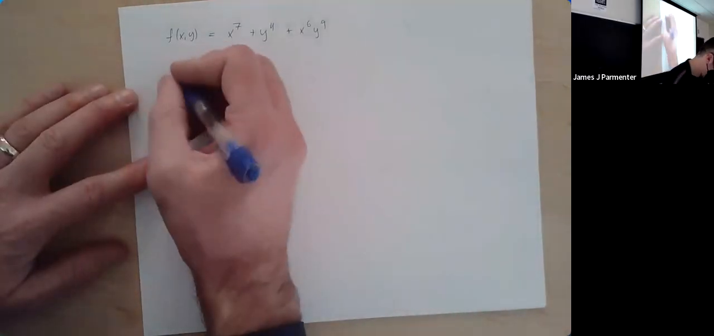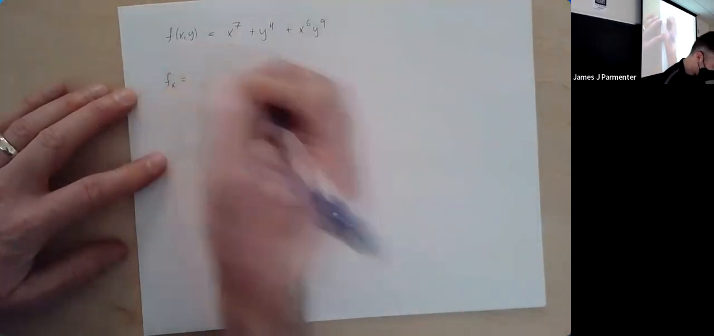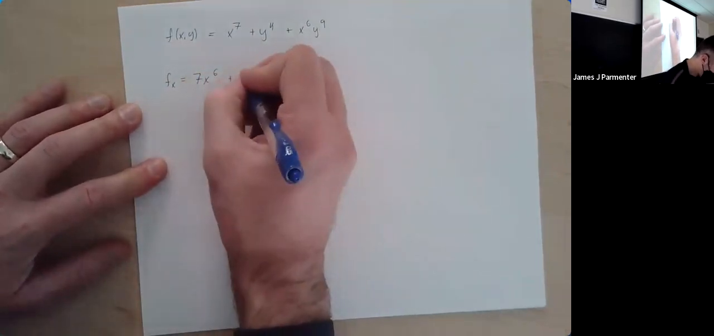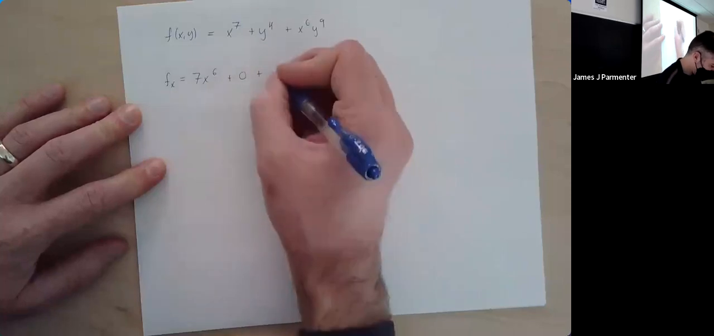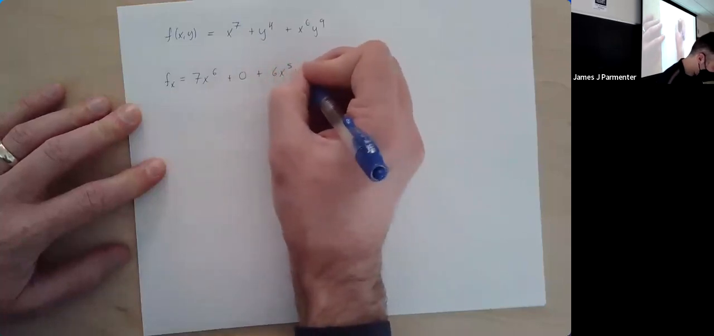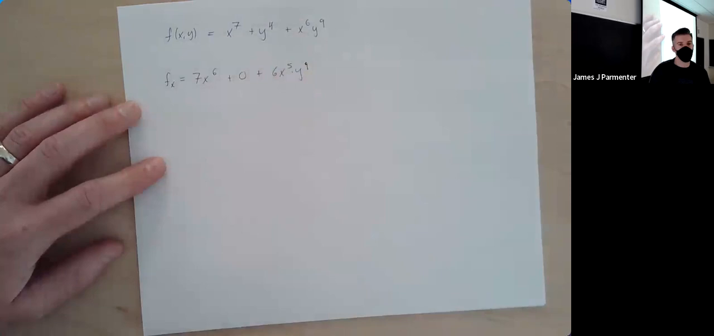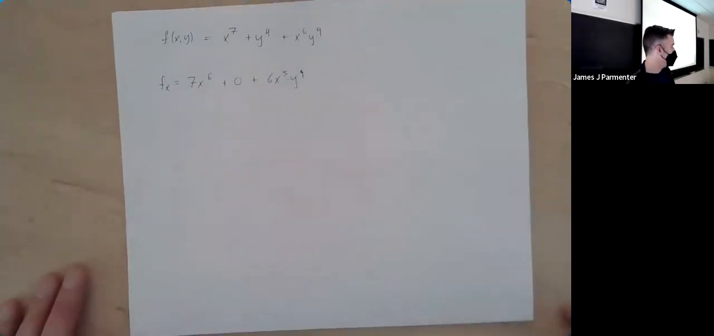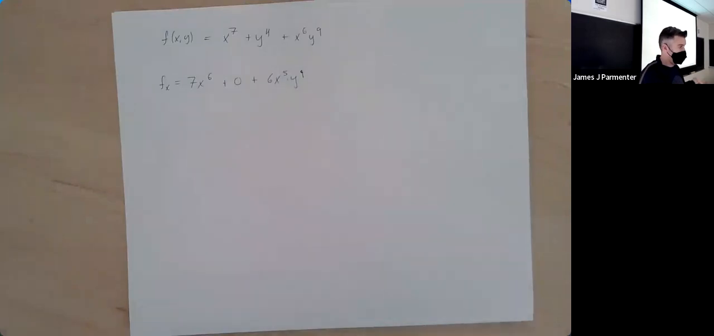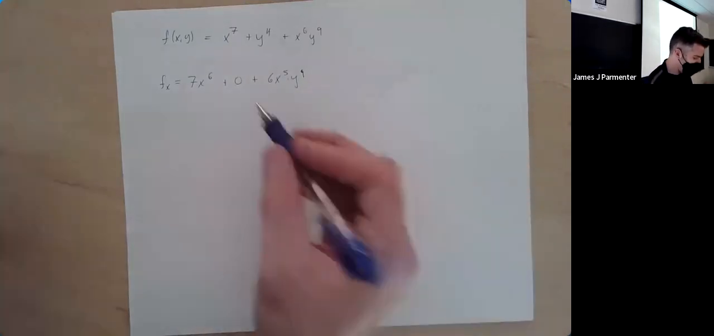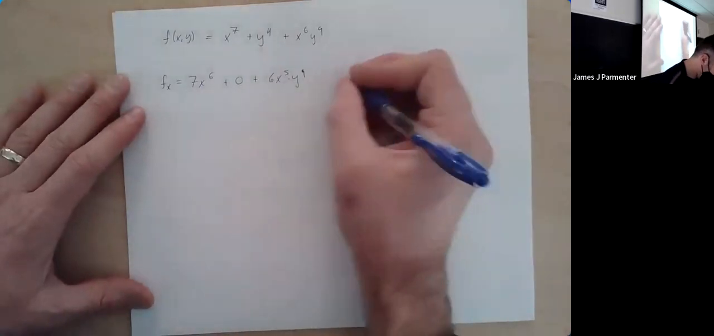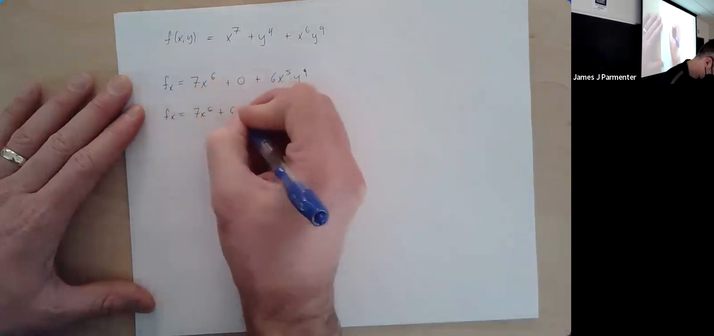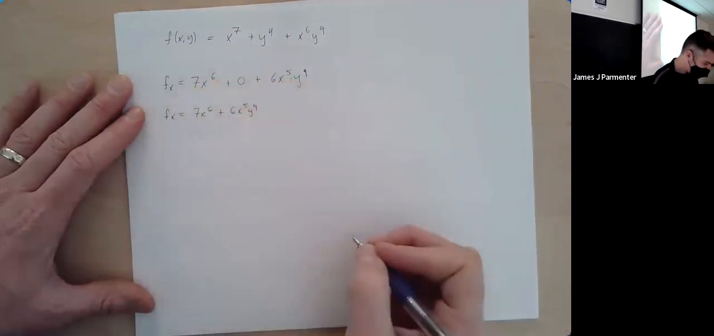So let's see. So first partials, fx is going to be 7x to the 6th plus 0 plus 6x to the 5th times y to the 9th. And sometimes it's totally fine to leave things unsimplified, but if you know you're going to be taking more derivatives later, it's usually worth your while to simplify. There's not really any simplifying to do here other than not writing the 0, but I would probably write this as 7x to the 6th plus 6x to the 5th y to the 9th.